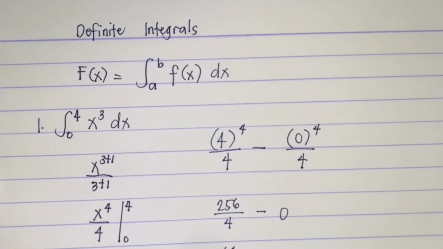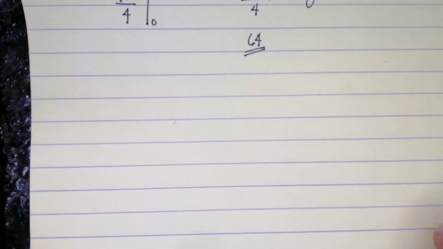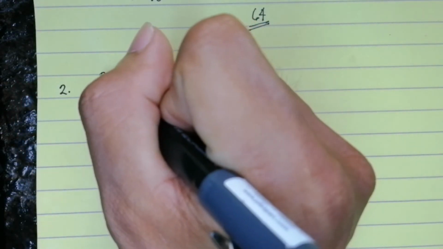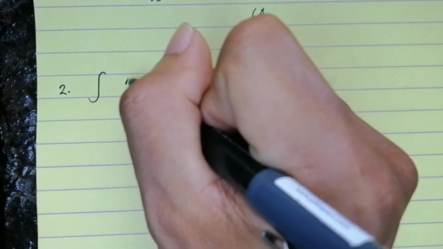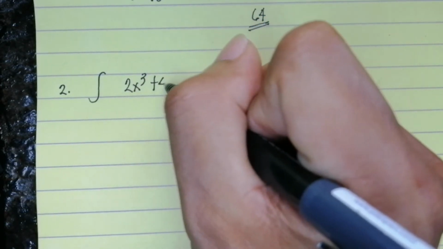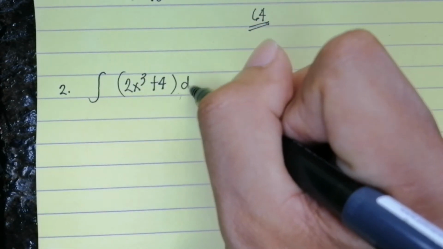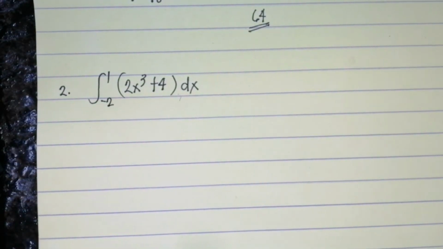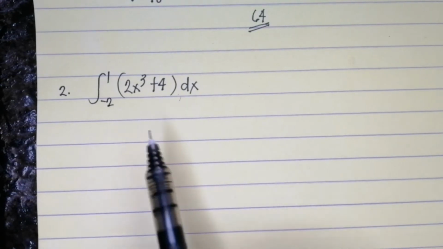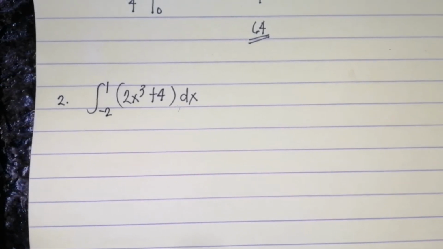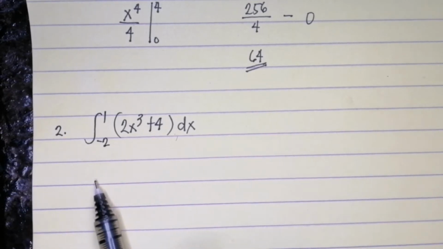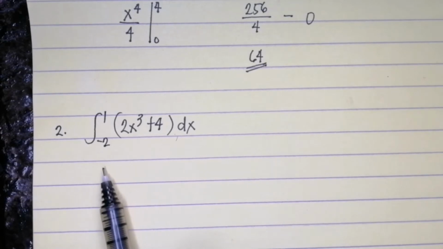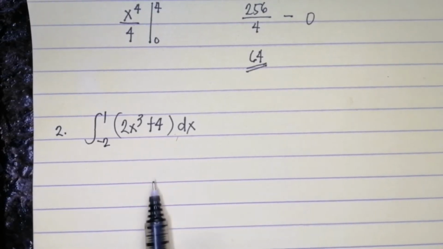Let's have another example. Yan. For instance, you are given the integral of 2x cubed plus 4 with respect to x from negative 2 to 1. Okay. So, in this case, we see that our function is 2x cubed plus 4. Okay? And then, our upper limit is 1 and our lower limit is negative 2. Yan. So, ito yung problem natin na pag-uusapan.